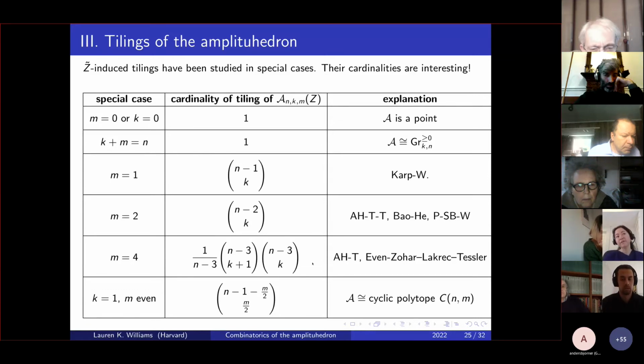Now, when m equals 4, you get this nice Narayana number. This had been pointed out by Arkani-Hamed and Trnka, and an instance of this has been proved in this recent paper of Even-Zohar, Lakrec, and Tessler. And now a last special case is when k is 1 and m is even, and then you get this binomial coefficient. This is the case where the amplituhedron is a cyclic polytope, and this is the well-known cardinality of a triangulation. So we see all of these nice numbers when we start studying cardinalities of tilings of amplituhedra.